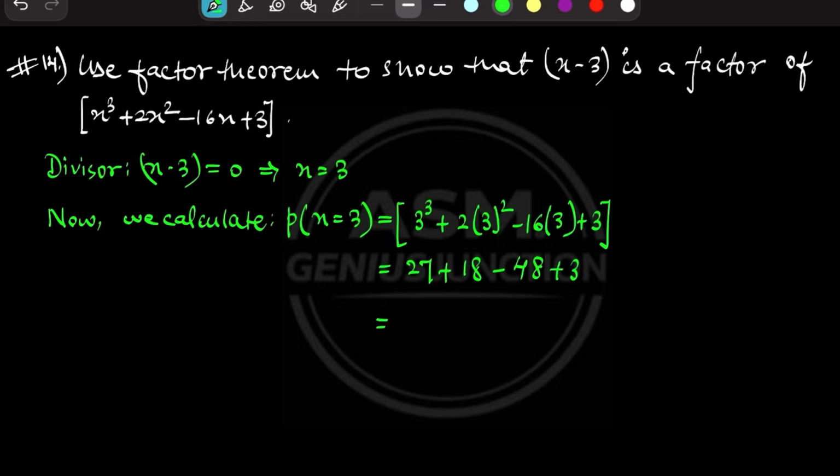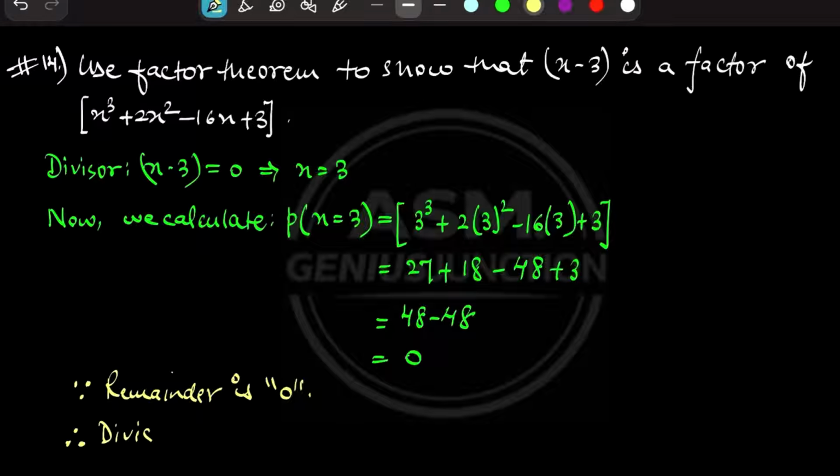So let's quickly solve this and figure out what we are going to get. So this becomes 27 plus 3, that gives you 30. 30 and 18 gives you 48. So 48 minus 48 gives you 0. So hence my conclusion is going to be, since the remainder is 0, therefore the divisor by which we were dividing the polynomial, the divisor x minus 3, is a factor of p of x, hence shown.